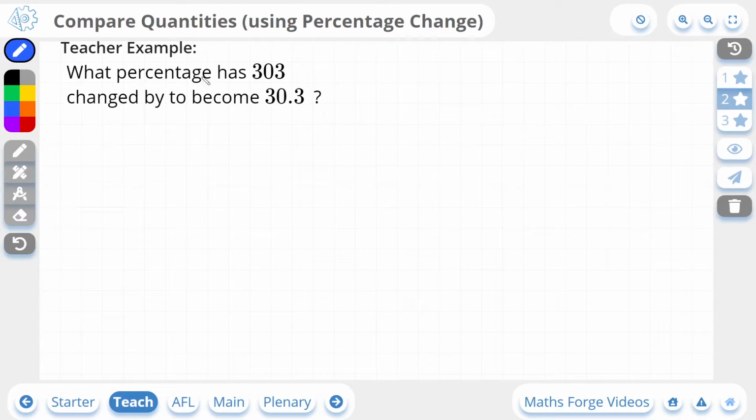Here they're asking what percentage has 303 changed by to become 30.3. We can see here that this is definitely going to be a percentage decrease. So I'm going to take my 303, and in order to decrease it by percentage, I'm going to multiply it by 1 minus the percentage we're decreasing it by over 100. And this will produce the amount that it's been decreased to, which is 30.3.